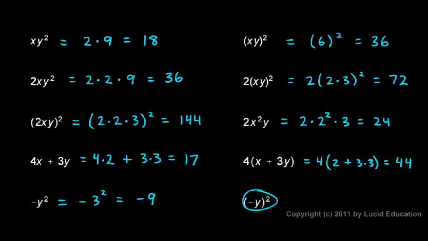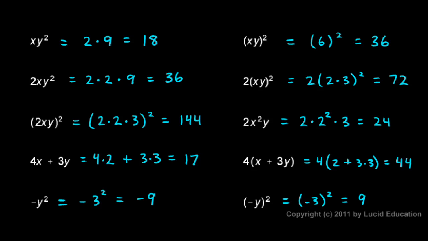Down here, we have (negative y) squared. y is 3, so this is (negative 3) squared, which means negative 3 times negative 3, which gives me a positive 9.